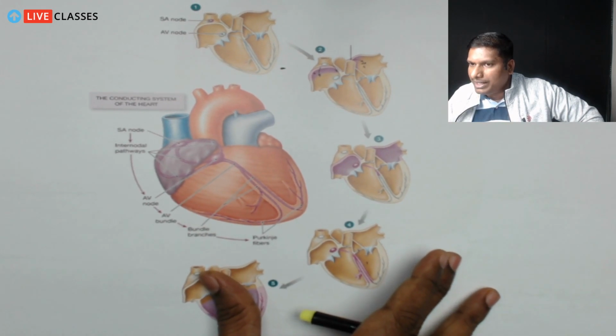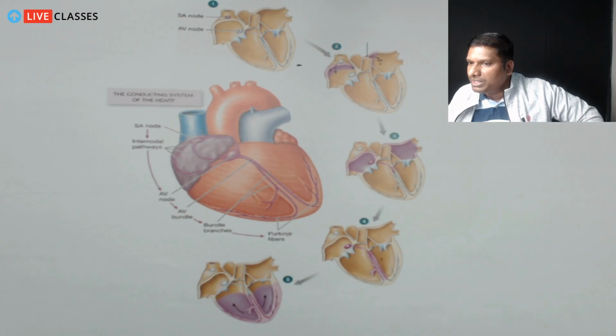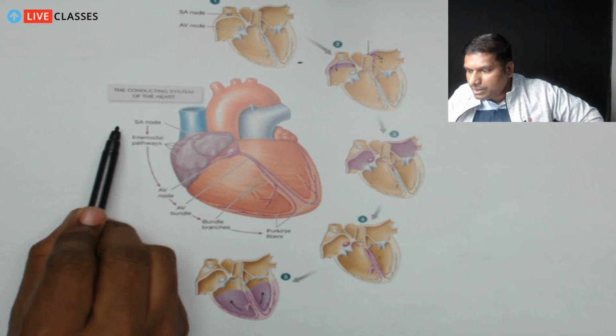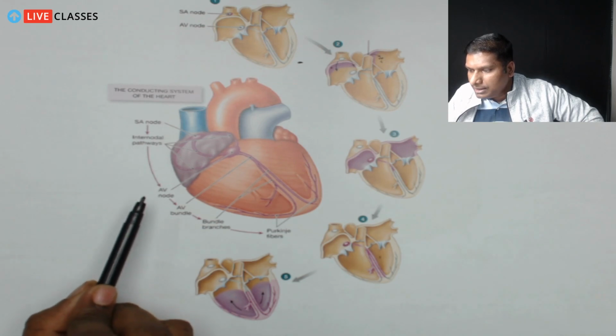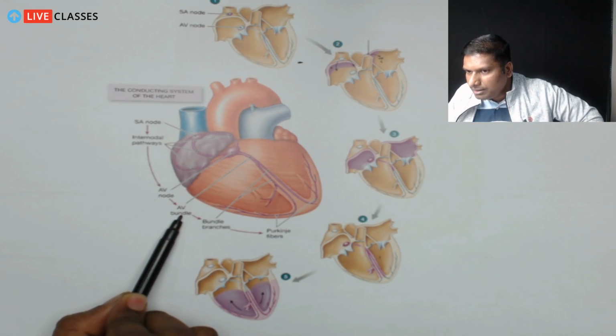So that is how the electrical signal is transmitted from the SA node all the way to the Purkinje fibers, which are spread all over your ventricles. So this is the pathway. From the SA node through the internodal pathways, it is reaching the AV node, and from the AV node through the AV bundle, which is nothing but your bundle of His.